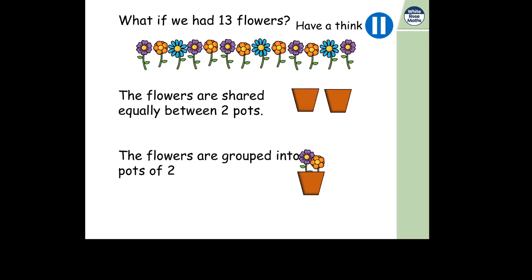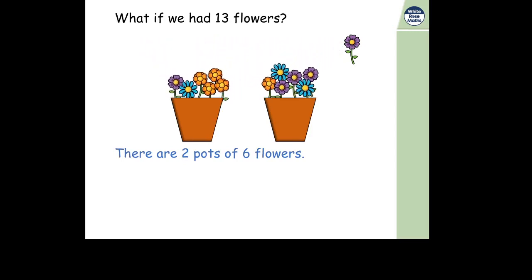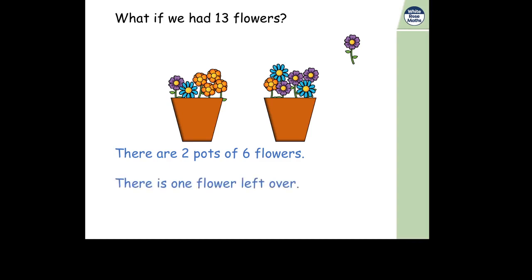Talk to your grown-up now. So they were shared equally between 12. Let's see if they shared equally between 13. So let's have a look again. Oh, we've got 1 left over. So you cannot share 13 into 2 groups.